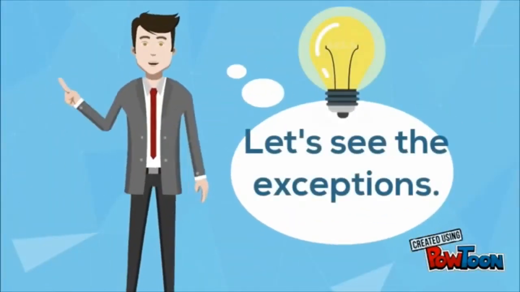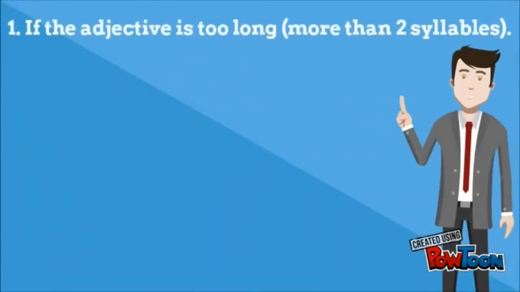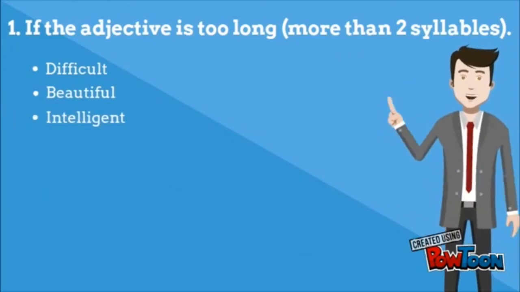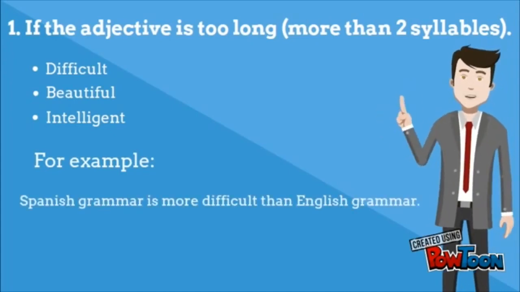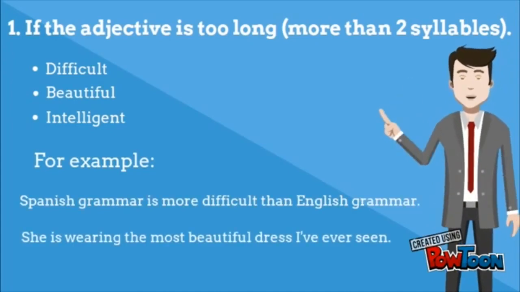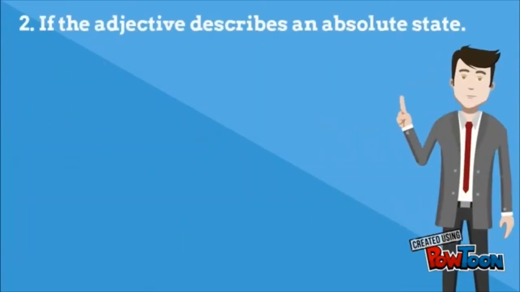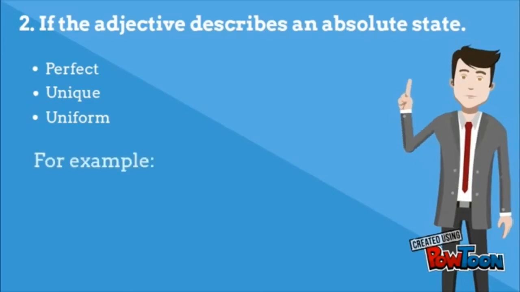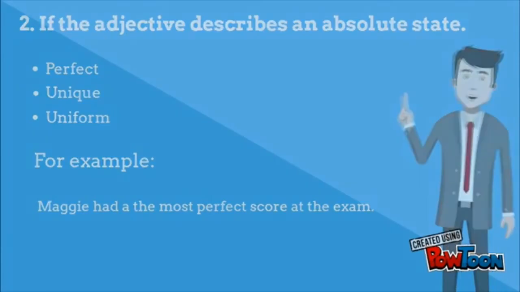Now, we're almost done, so let's see the exceptions. First, if the adjective is too long, more than 2 syllables, then you cannot use ER and EST. For example, Spanish grammar is more difficult than English grammar, or she's wearing the most beautiful dress I've ever seen. Second, if the adjective describes an absolute state, like perfect, unique, and uniform, you cannot use comparatives and superlatives. For example, Maggie had the most perfect score at the exam.